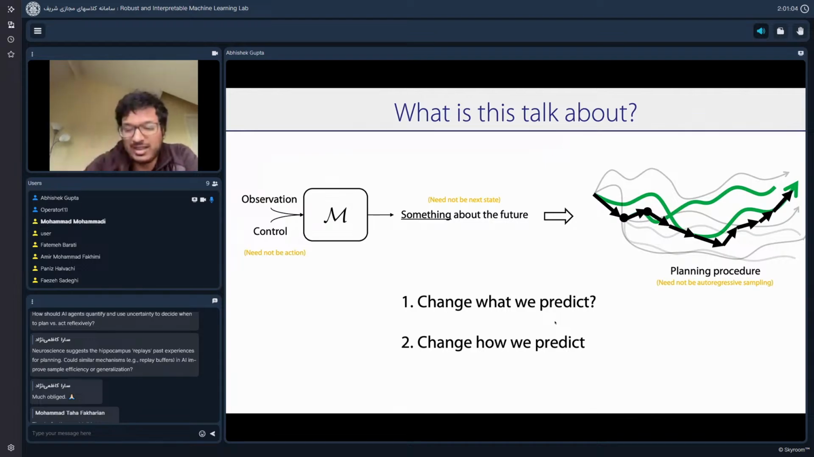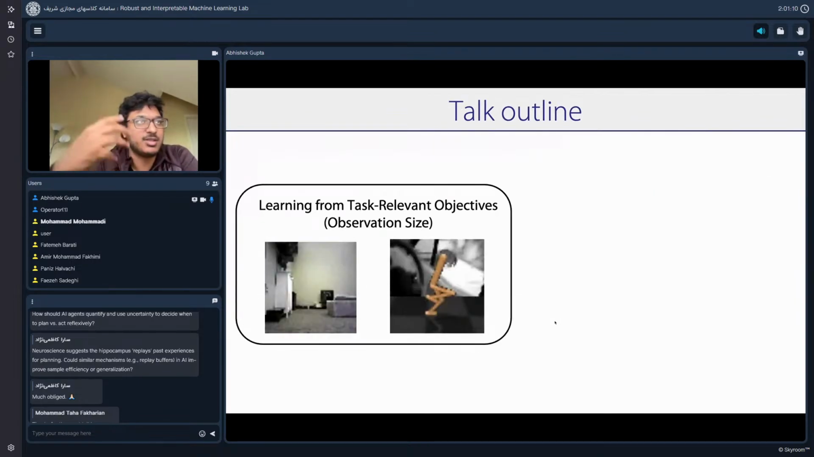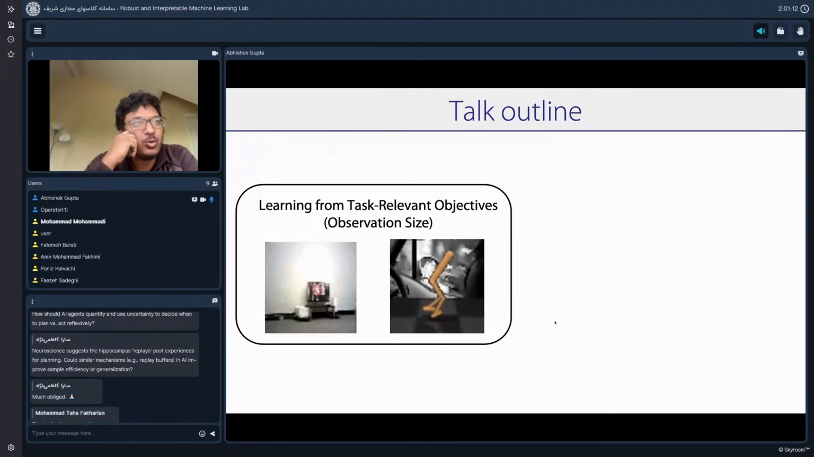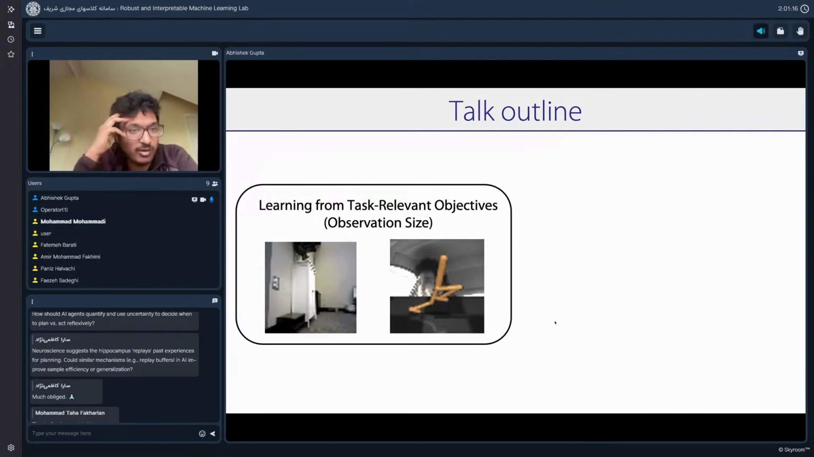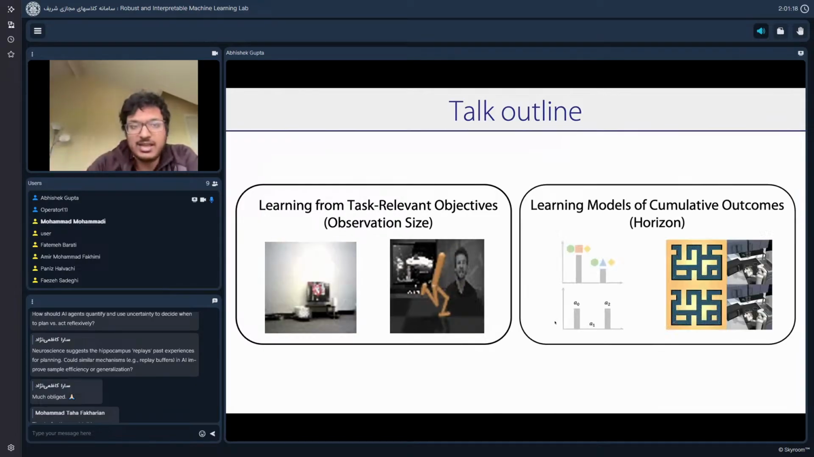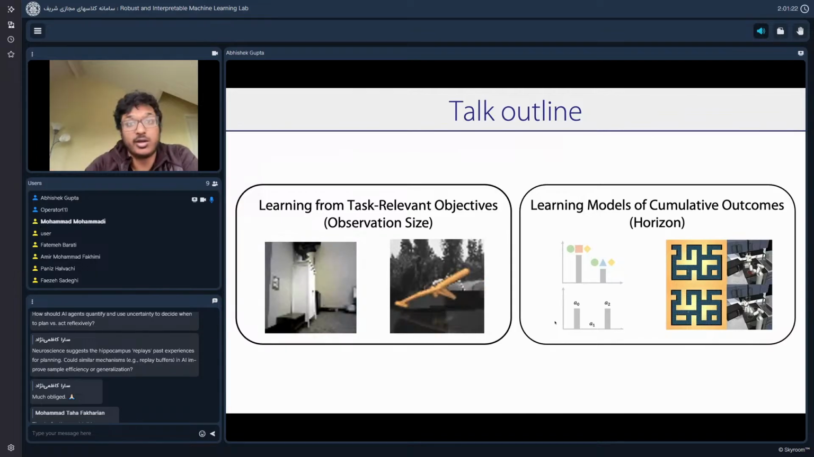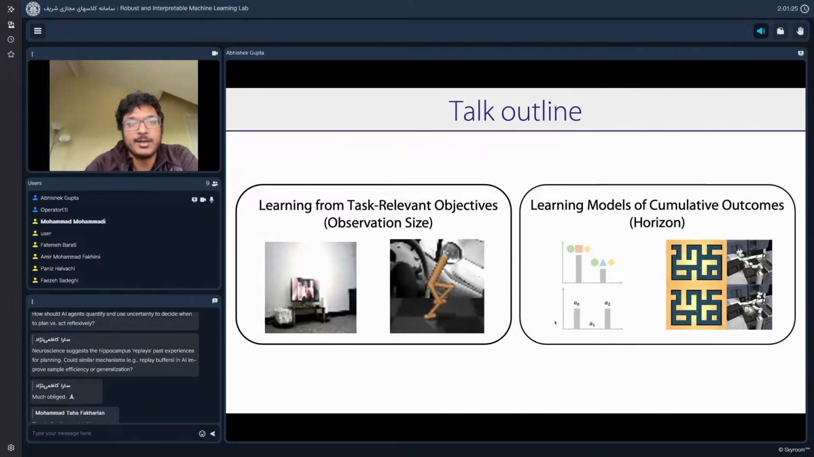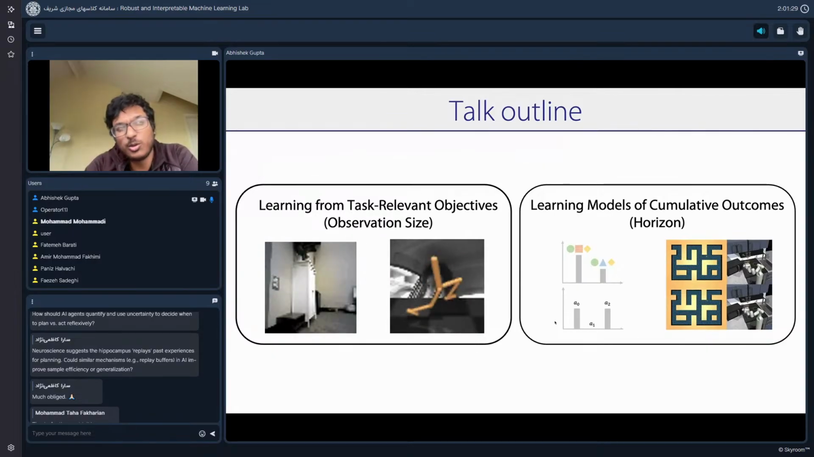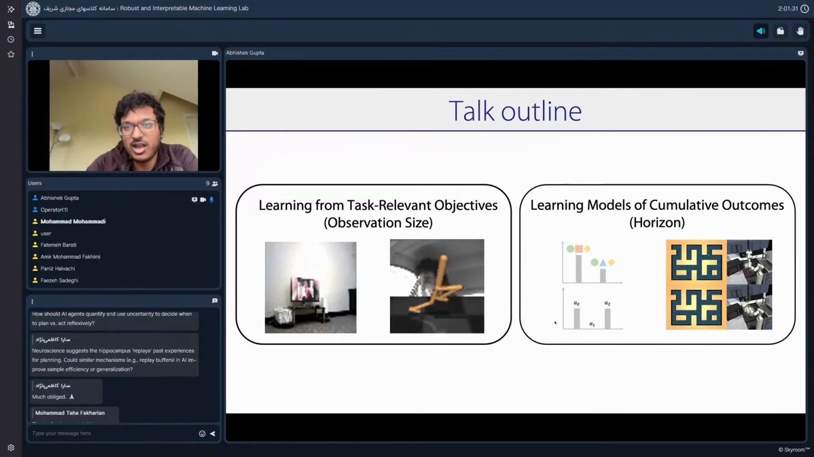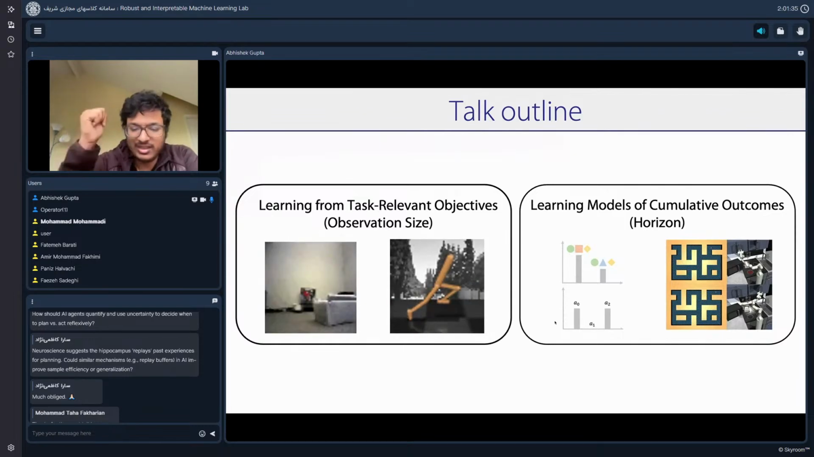And so the structure of the talk today is we're going to have two subsections. The first subsection is how do we deal with large observation sizes by learning from task relevant objectives. And the second is how do we learn models of cumulative outcomes so that we can deal with longer horizon problems. So the point here is that the first section is changing what we predict, and the second section is changing how we predict.